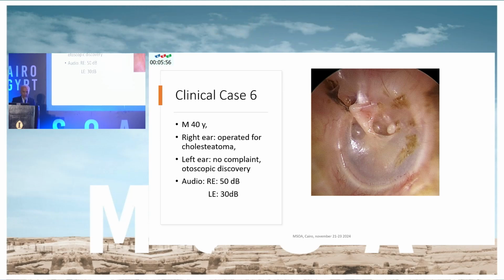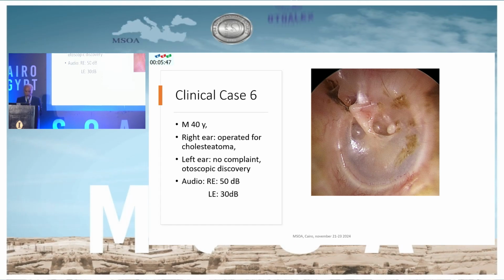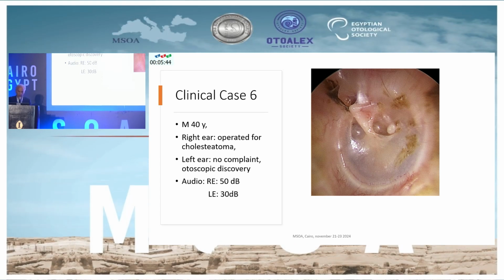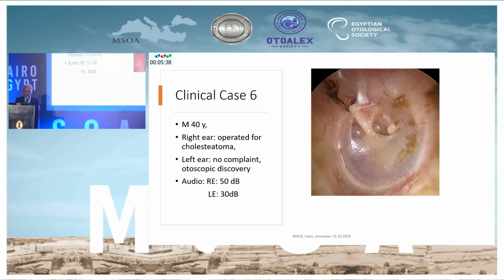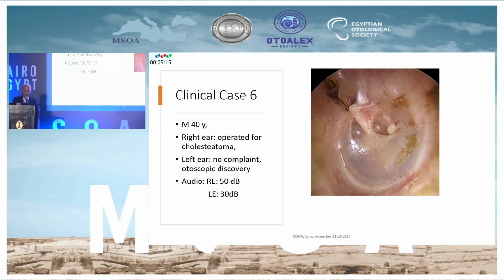Case 6, it's a particular case. It's a man, 40 years old. His right ear was operated for cholesteatoma; he has a canal wall-up tympanoplasty. This left ear, he has no complaint, but it's a discovery on otoscopic exam. In the audiogram, the right ear, which was operated, has conductive hearing loss at 50 dB, and in the left ear, it's 30 dB.